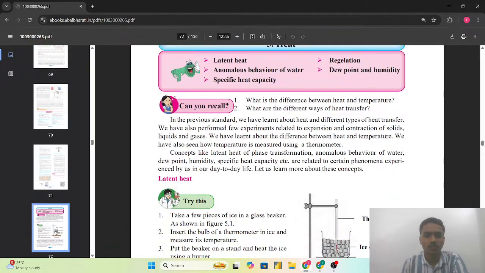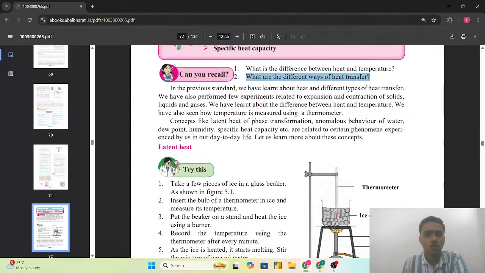As usual, we have a 'Can you recall' section at the start of this chapter. The first question asked here is: what is the difference between heat and temperature? The second question is: what are the different ways of heat transfer? We have studied heat transfer and related topics in the previous standard, where we learnt about heat and different types of heat transfer.